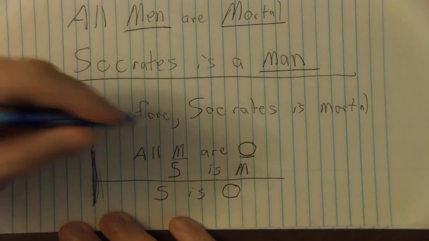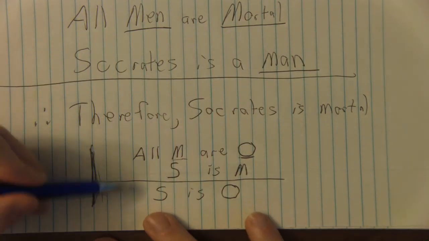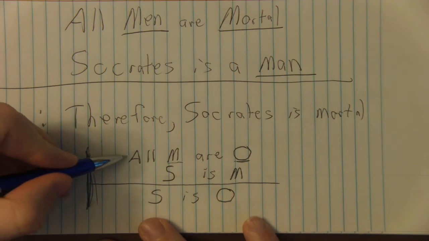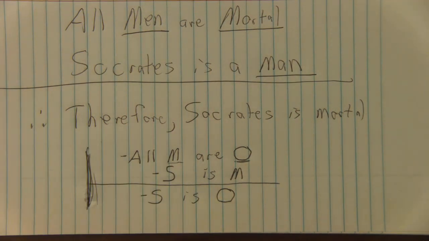This one is valid. What that means is you will never find a case where this is true and this is true, but this is false. It will not happen. It cannot happen. And if you get into, say, the logic classes, you can actually prove why it's valid. The counterexample method is somewhat of a guess and check, but it's good enough for our purposes.